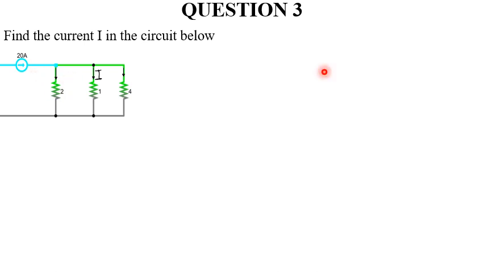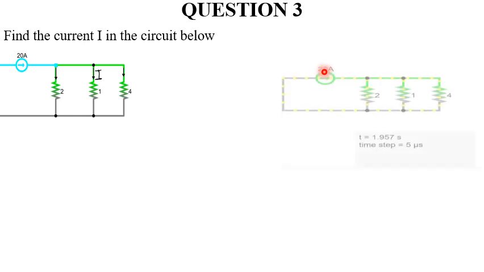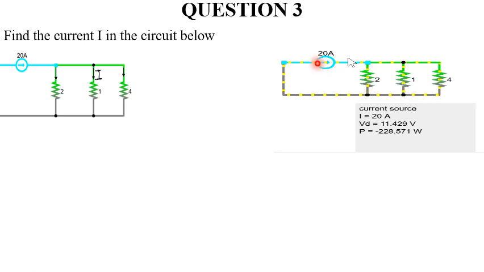To find the current I, I will solve it in 2 ways, as I really want you to appreciate this course. It's very simple. I'm going to use the simulation and the hand method. So with the simulation, this is our simulation here. You see our 20 amp here, and when you check the details, the current passing through here is 5.71, and the current passing through this branch is 14.286, but the current passing through I is 11.29.